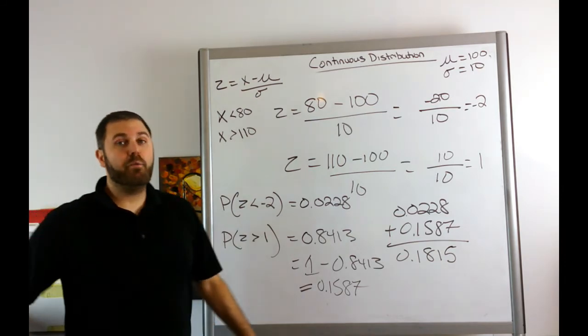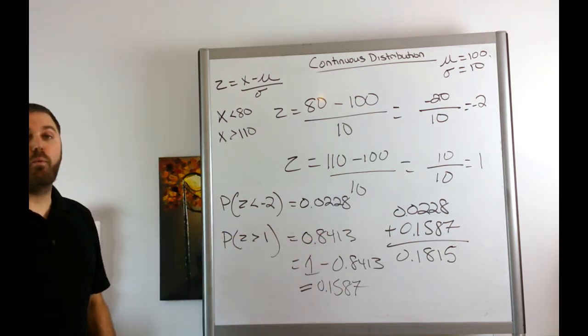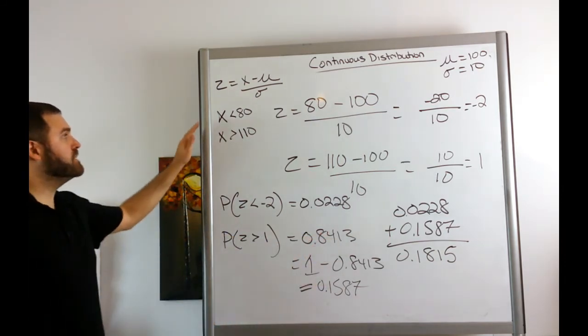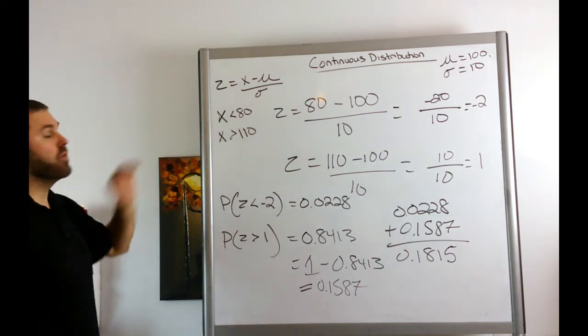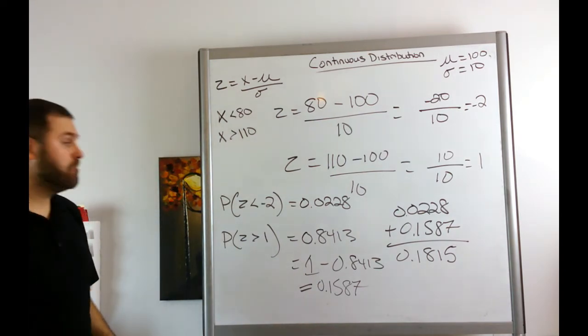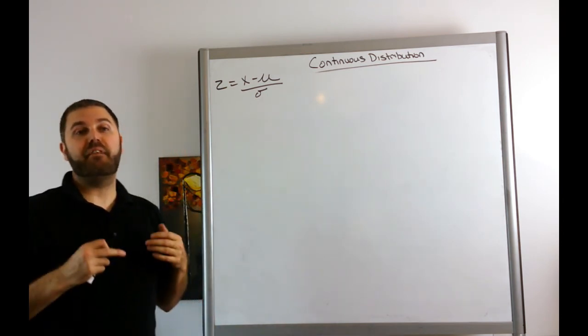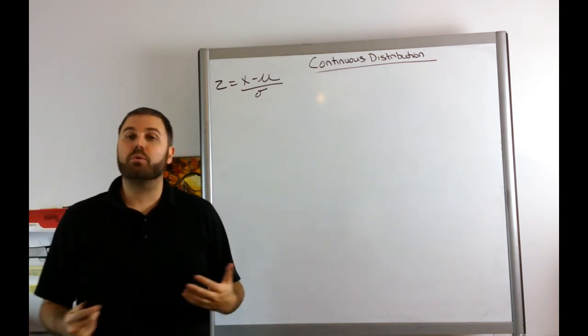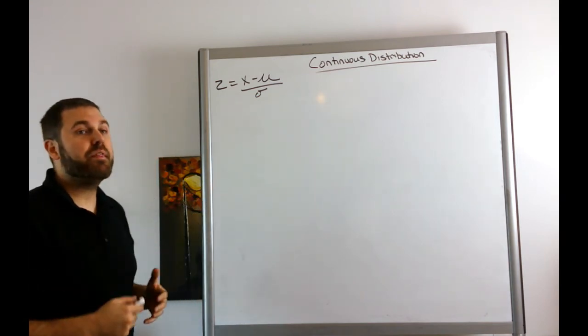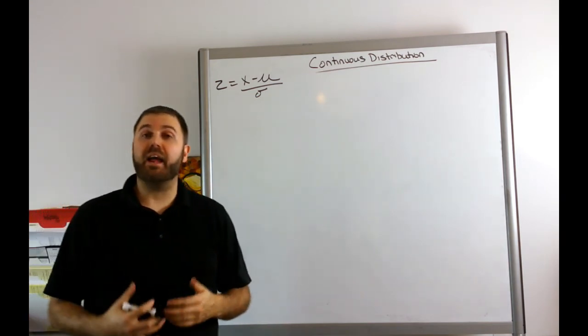So we know that we have an 18.15% chance of x being less than 80 or greater than 110. So there are some examples of finding the probability of x given a normal distribution with a set mu and sigma.